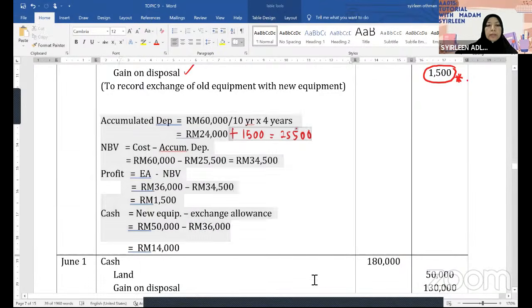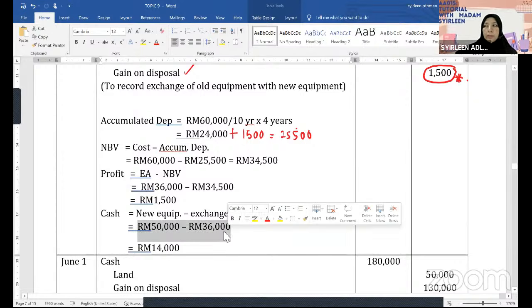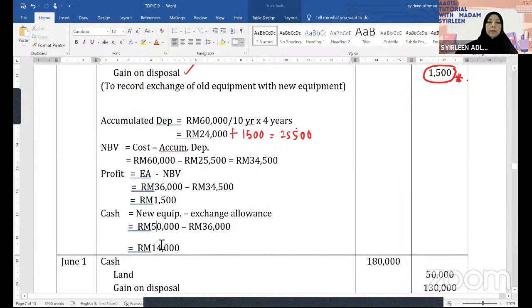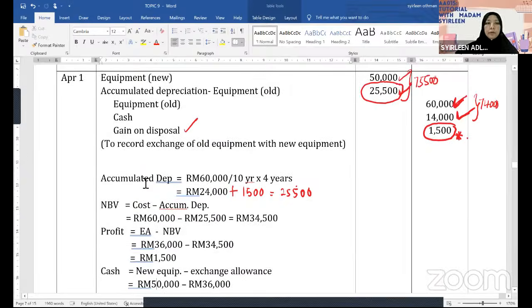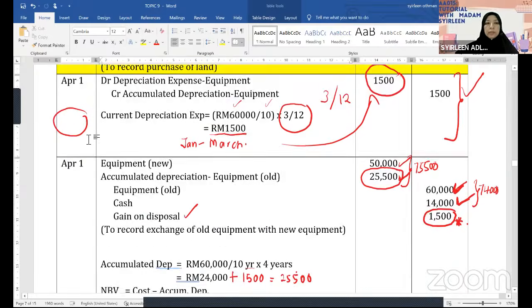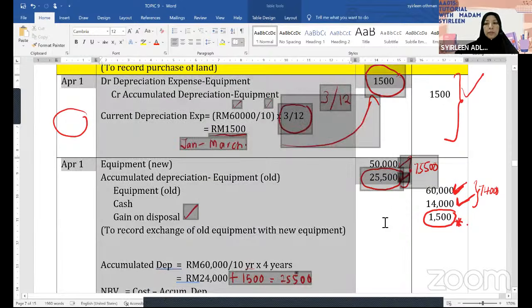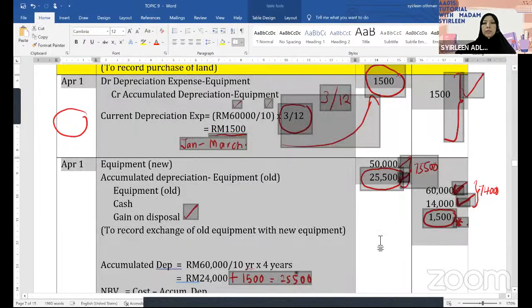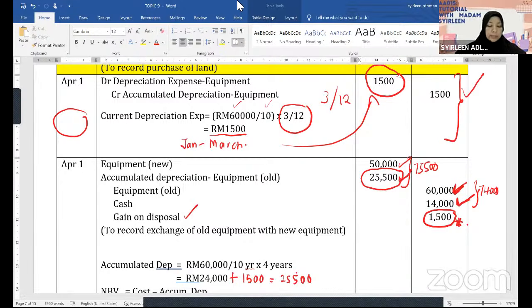Alright, okay. So yang ni macam mana madam dapat 14,000 tadi? Okay, so the new asset equipment harga 50,000. Okay, kita minus 36,000 and we get 14,000. Right? Okay, so that's how you do for disposal. Okay, so untuk disposal yang dua ni ya, ini kalau guna monthly basis.